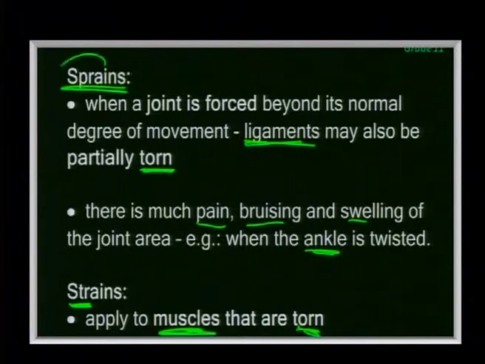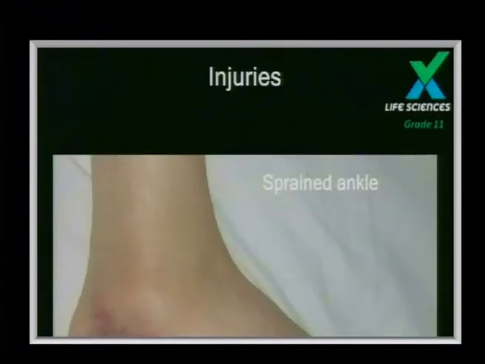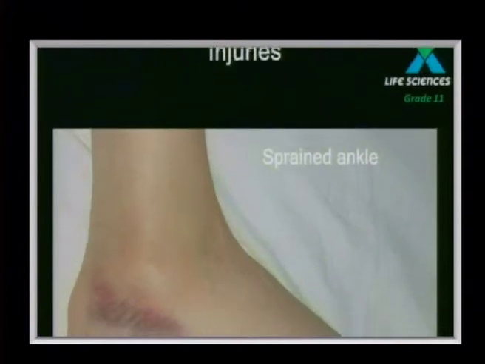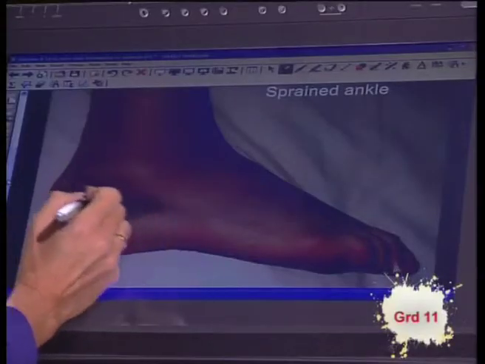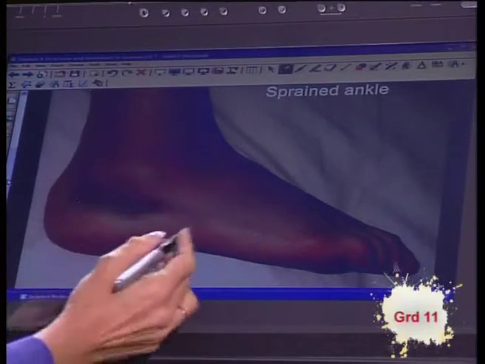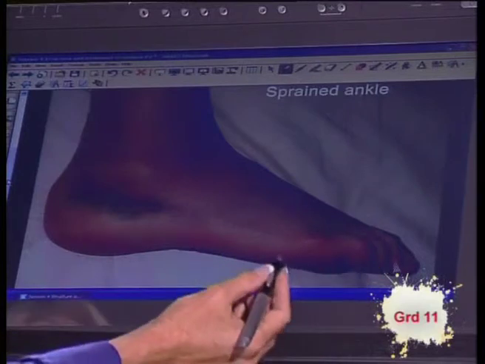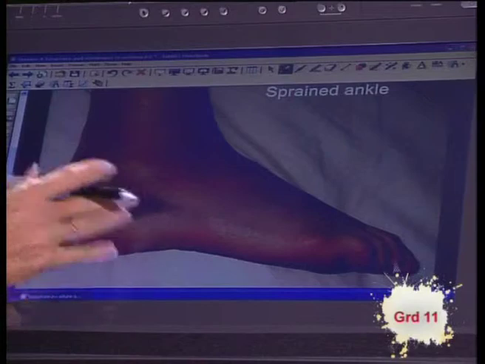For a sprain, you're looking at a ligament that may be harmed, and in a strain, you're talking about the muscle. Okay. Here are some pictures. This is a sprained ankle. Look at how the bruising is over here. The ankle is also swollen, which is a bit difficult because we don't know what size this person's foot was to start off with. But if you look here, it's very, very swollen.